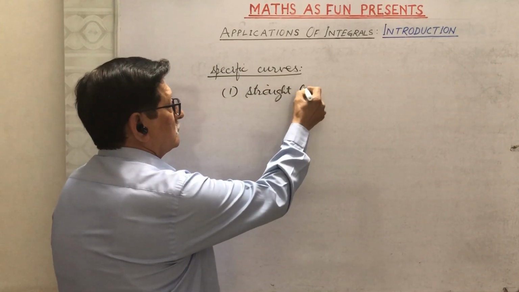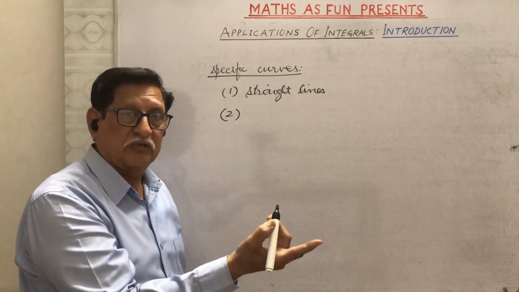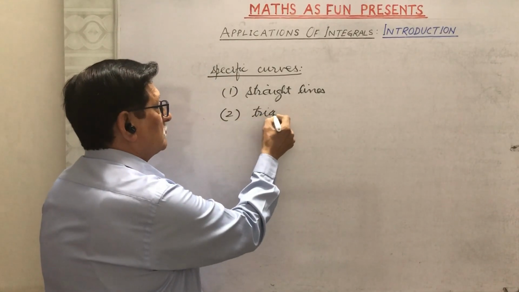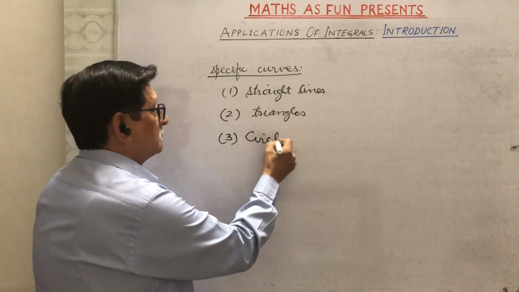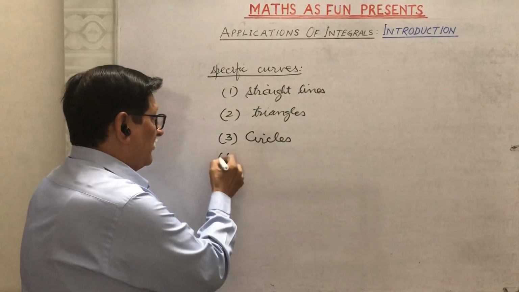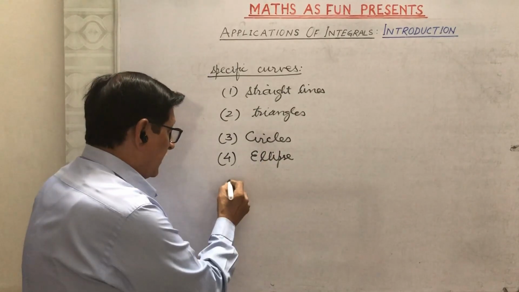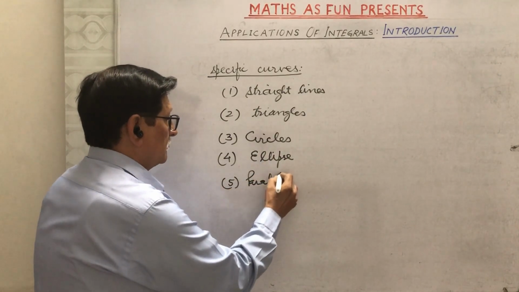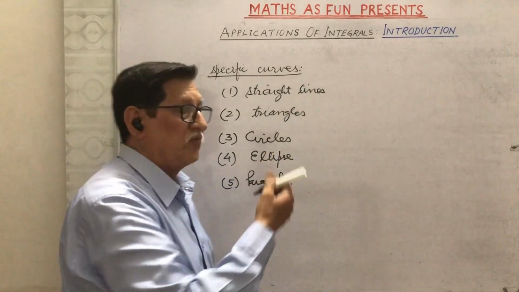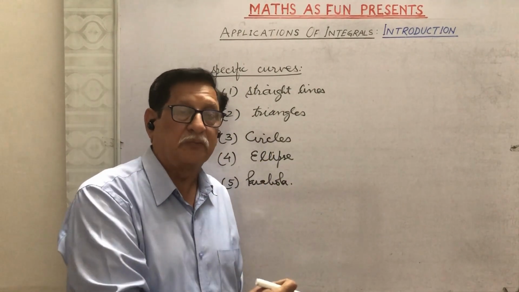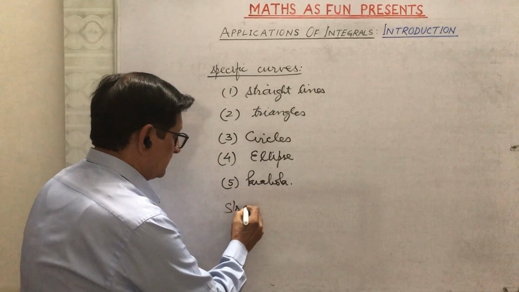Number two, from the straight lines only we can make the triangles, so that is triangles. Number 3, we are going to discuss about circles. Number 4, we are going to discuss about the ellipse. Number 5, we have parabola. Generally, these are the only curves we are going to discuss in this particular chapter to find out the area. Now, first we talk about the straight line.